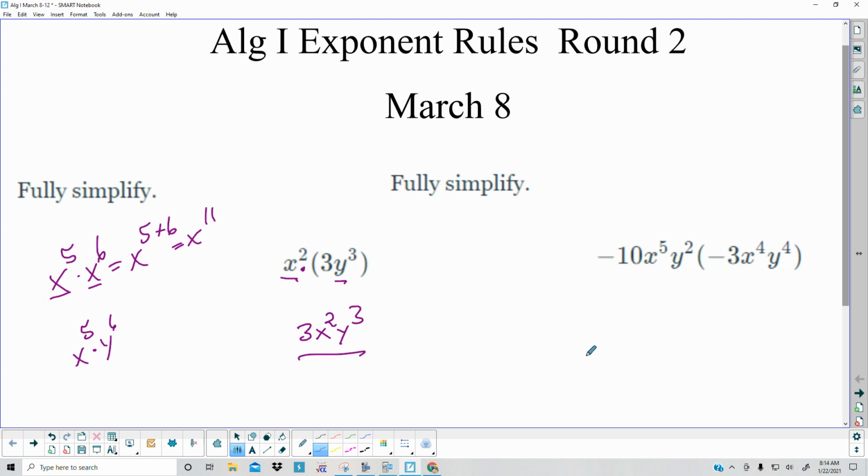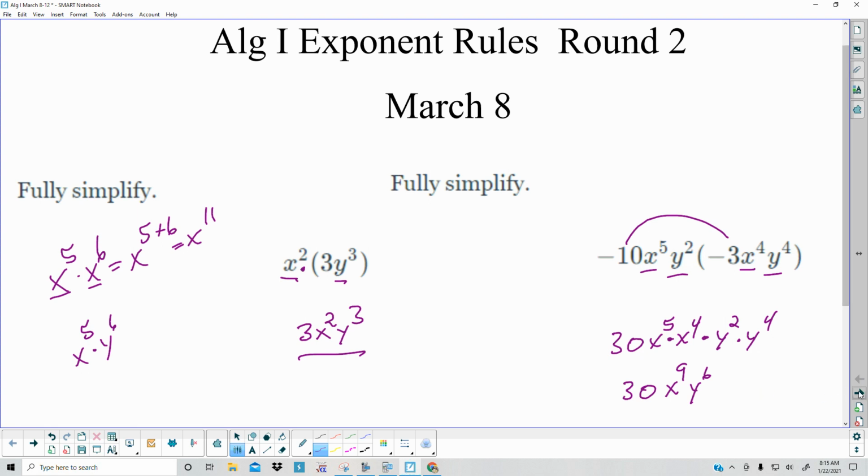Okay. So here, you do have like terms, or like bases, I really should say. A poor choice of words on my part. You just multiply the coefficients. So that would be 30. Then you have x to the 5th times x to the 4th, times y squared times y to the 4th. Then you're multiplying, so you add your exponents. And you're done.